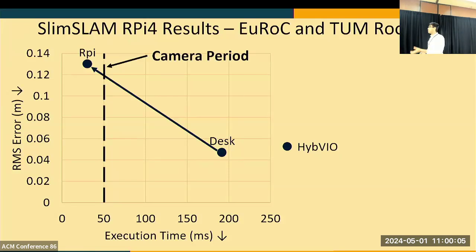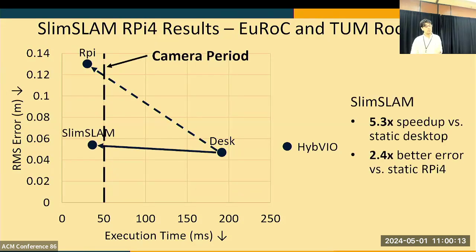We can use the static Raspberry Pi configuration that the authors provide. This is real time, but the error is super terrible. With SlimSLAM, great times to reduce computation while still meeting our deadlines. And this is able to allow us to run in real time on a Raspberry Pi.